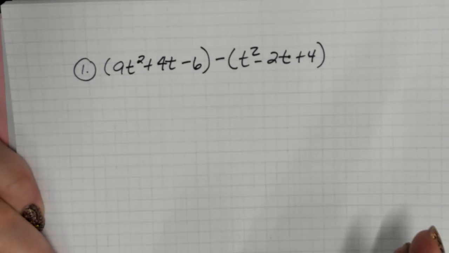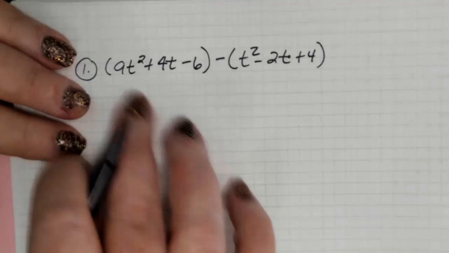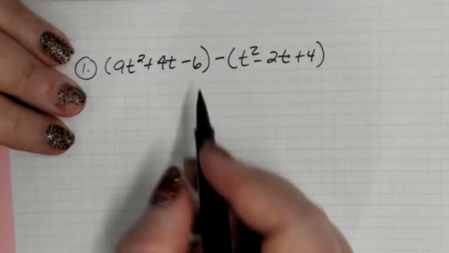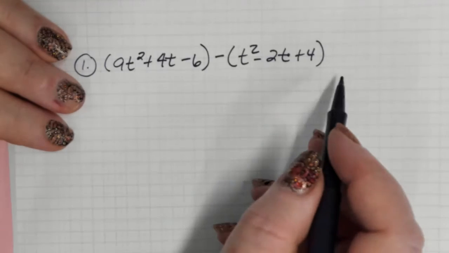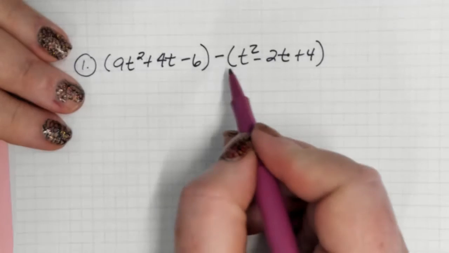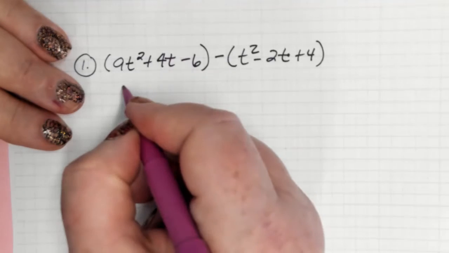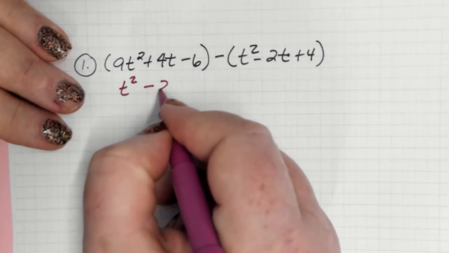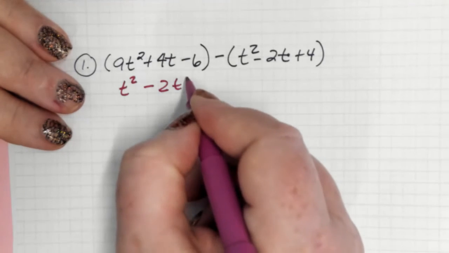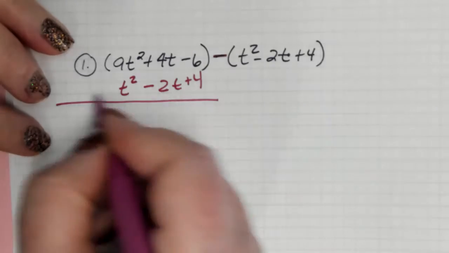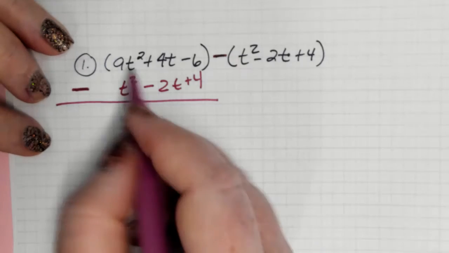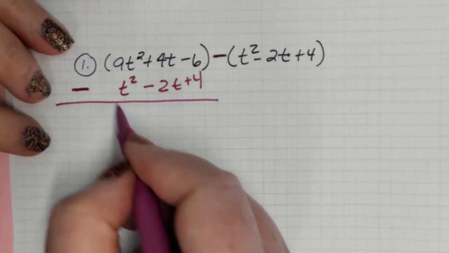Unit 6 test review. This is number 1. You have two polynomials and we are going to subtract them. My favorite way of doing it is lining them up vertically. So I'm just going to take this second one and line them up by like terms directly underneath. It's called the vertical method. And we are subtracting. So minus 9 minus 1.